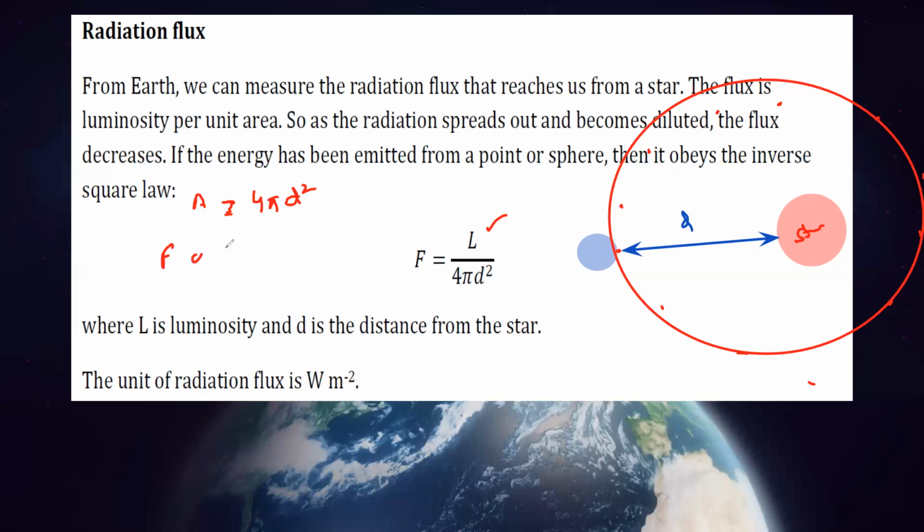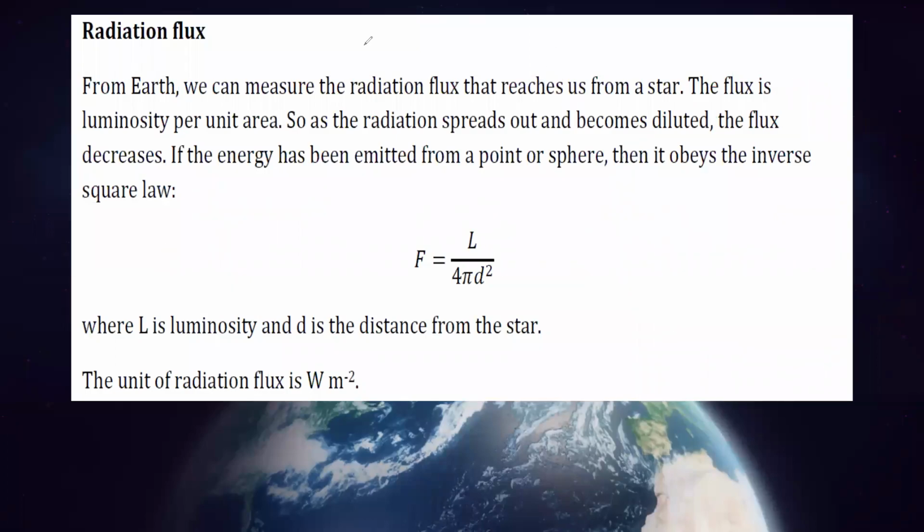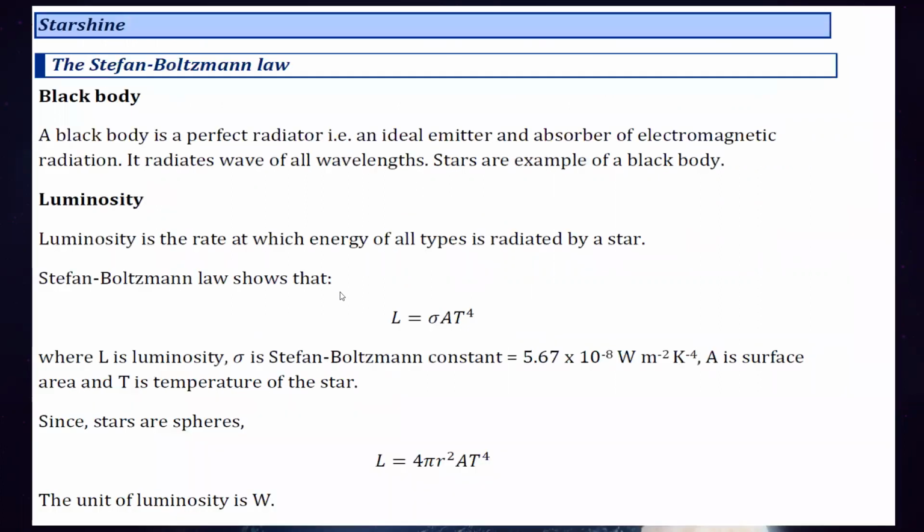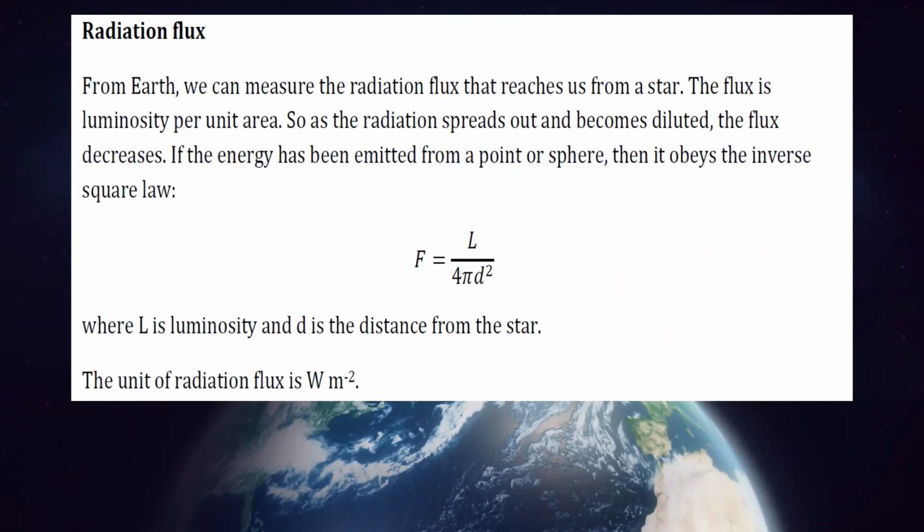The flux is inversely proportional to d square, 1 over d square. It means if the distance is doubled, the flux will decrease by 4. If the distance is tripled, the flux will decrease by 9. If the distance is multiplied by 5, the flux will decrease by 25. So it follows the inverse square law. This radiation flux formula is mainly used to find the distance between the star and the earth. And the first formula is normally used to find the temperature or the size of the star.